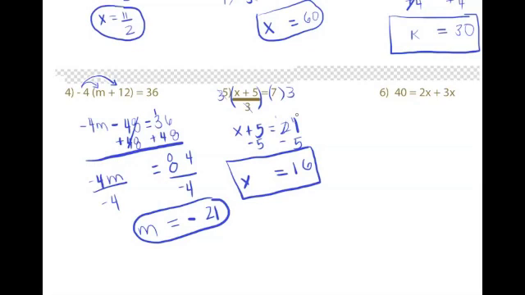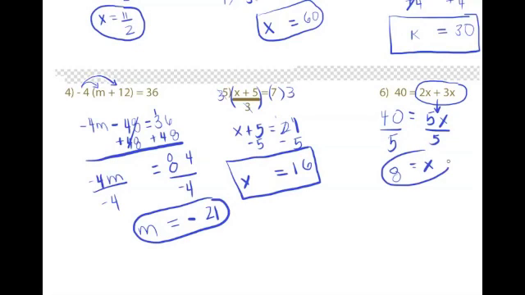Okay. Number 6 is a little weird, but maybe you guys can figure it out. So I have this 2x plus 3x. Before you do anything, what I'm hoping you'll do is add those since they're like terms. So take care of like terms before you start moving things around. Otherwise, your answer gets kind of weird sometimes. So I end up with 5x. Divide both sides by 5. X equals 40 divided by 5 is 8. And we're done.